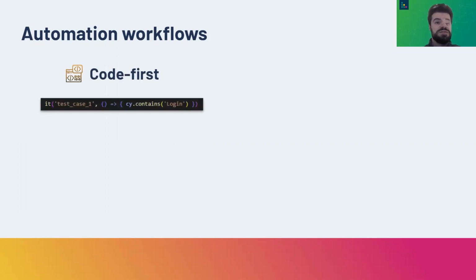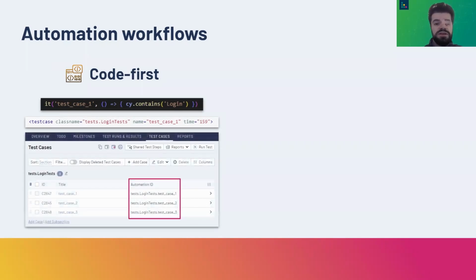So for instance, this is for Cypress. If you are using Cypress, you would write something like this. This is a test case. And then when you execute the test case, you will generate a report that looks somewhat like this. So it has a class name and a name. And then when you import the results using the CLI, what you have is an auto-generated automation ID, and the tests are also automatically created.